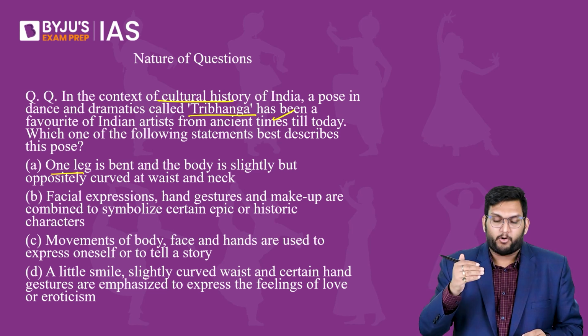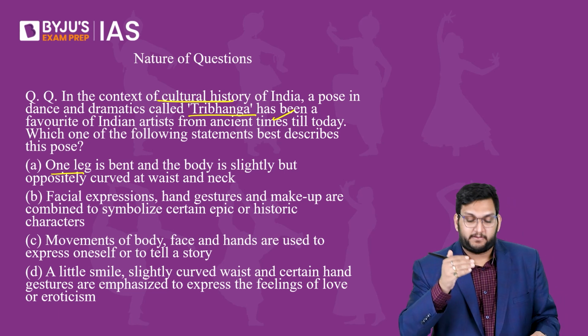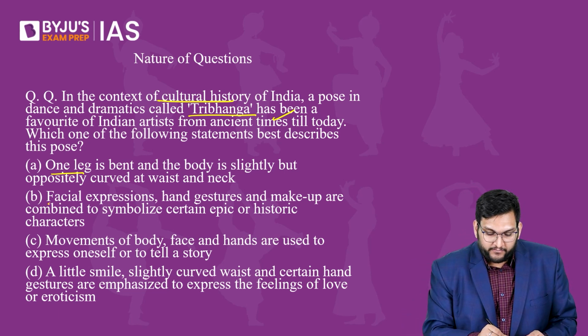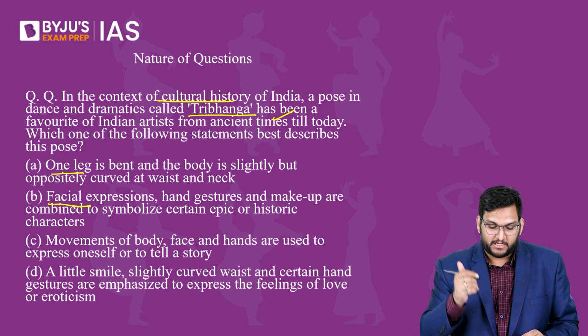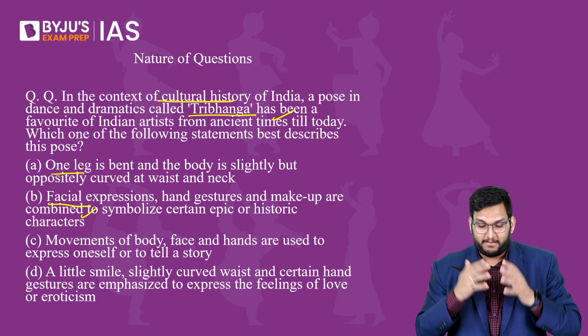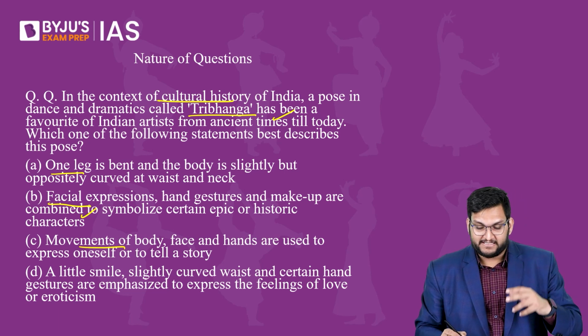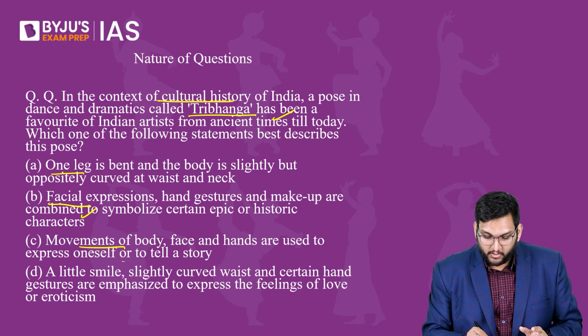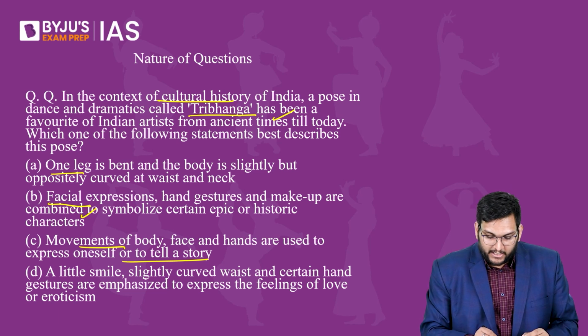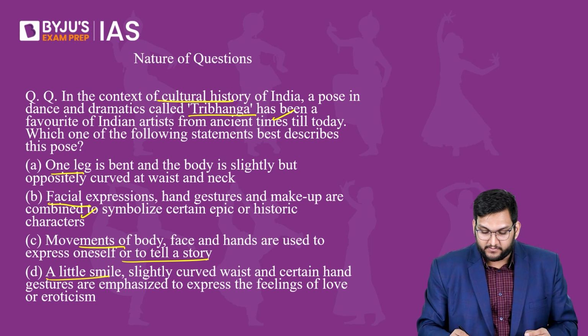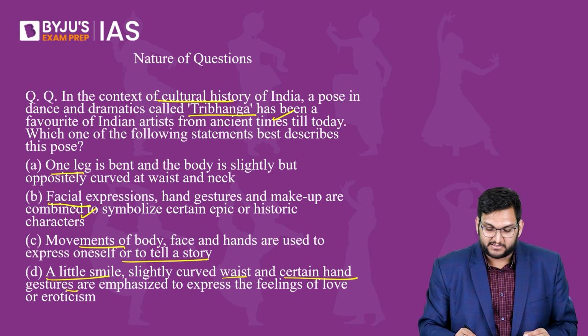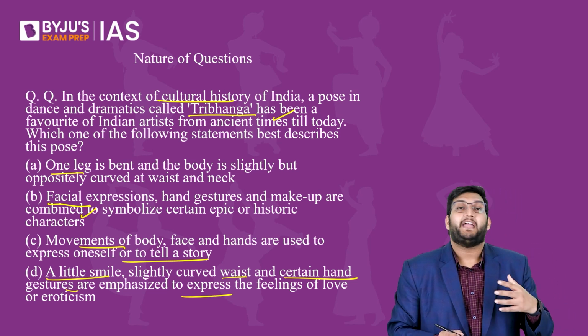One leg is bent and the body is slightly but oppositely curved at waist and neck. Facial expression, hand gestures, makeup are combined to symbolize certain epics or historical characters. Movement of body, face and hands are used to express oneself or to tell a story. A little smile, slightly curved waist, certain hand gestures are emphasized to express the feeling of love and eroticism.